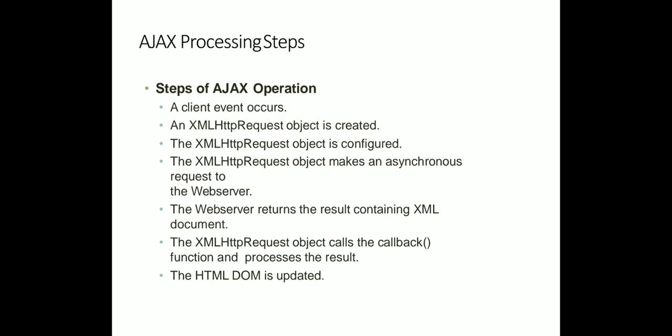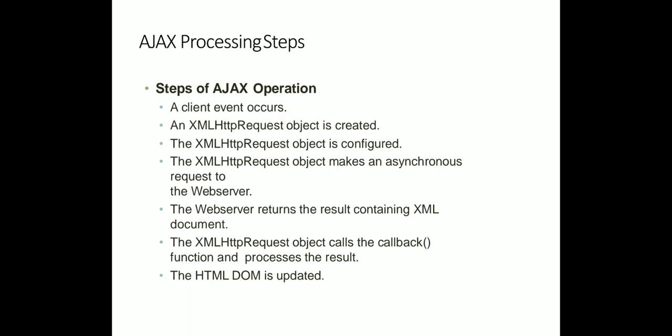I have already explained with the diagram, but we'll repeat again with the process or how the operation is exactly going into consideration. So first, a client event occurs. Okay, means the block diagram explanation is given again here. A client event occurs, an XML HTTP request object is created, and the XML HTTP request object is configured. Okay, these steps are at the browser side.